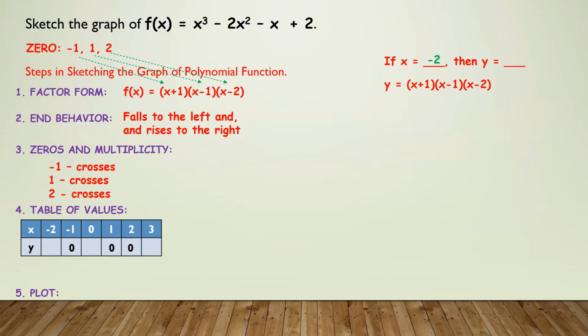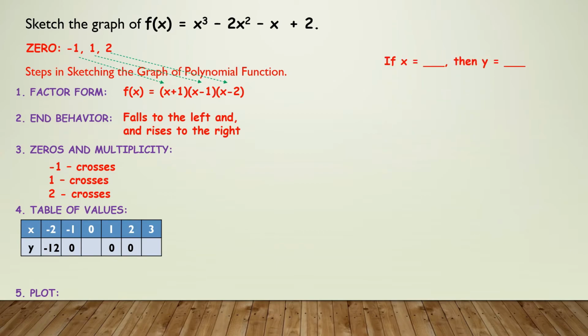So if x equals negative 2, to solve for y, we're going to replace the x with negative 2. Thus, we're going to have y is equal to negative 2 plus 1 times negative 2 minus 1 times negative 2 minus 2. Solving for this, we will have negative 1 times negative 3 times negative 4, and y is equal to negative 12. So meaning if x equals negative 2, then y is equal to negative 12. We're just going to put it on our table of values.